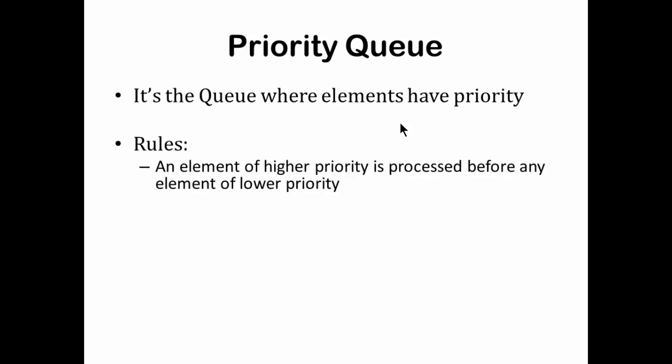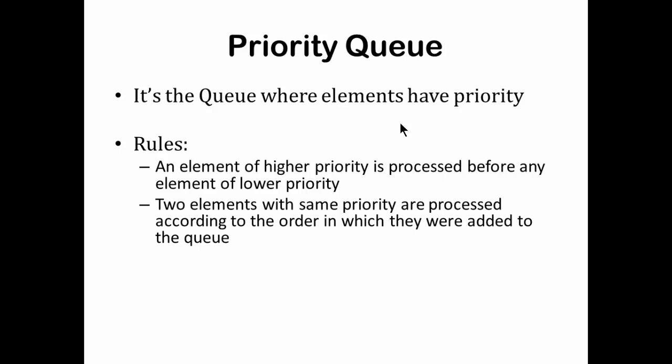Keeping that in mind, the rule of the priority queue is that an element of higher priority is processed before any element of the lower priority. Right? So whatever elements are there in the queue of priority 1, they will be processed first. Until and unless all the values of the highest priority element are solved, you will not move to the second priority queue. Okay? Two elements with the same priority are processed according to the order in which they were added to the queue.